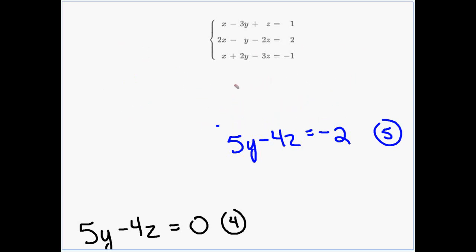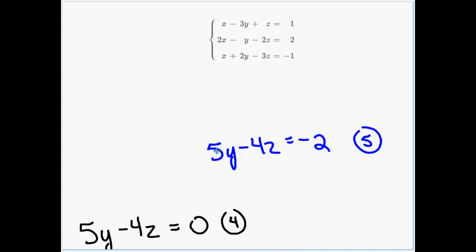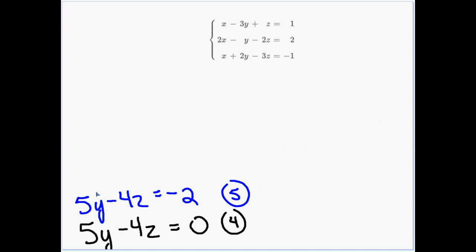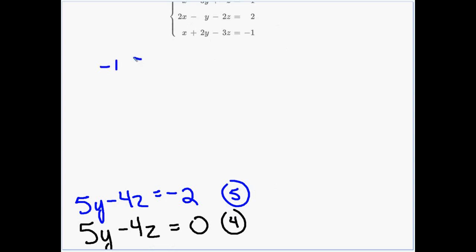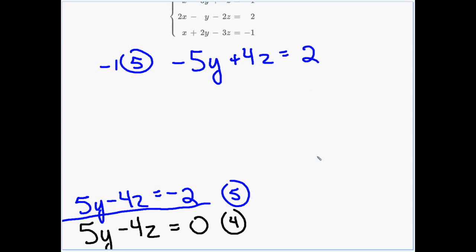Now, we could look at these, and if we think it through, we're going to see the inconsistency. Each equation is 5y minus 4z in blue, 5y minus 4z in black. The top one is equal to negative 2, and the bottom one is equal to 0. So how could the same things here add or subtract to different things here? But let's take this one step farther. I'm going to do a negative 1 times equation 5, so I'll copy this and just flip all the signs: minus 5y plus 4z is equal to positive 2. And I'm going to put equation 4 right underneath it: 5y minus 4z is equal to 0.